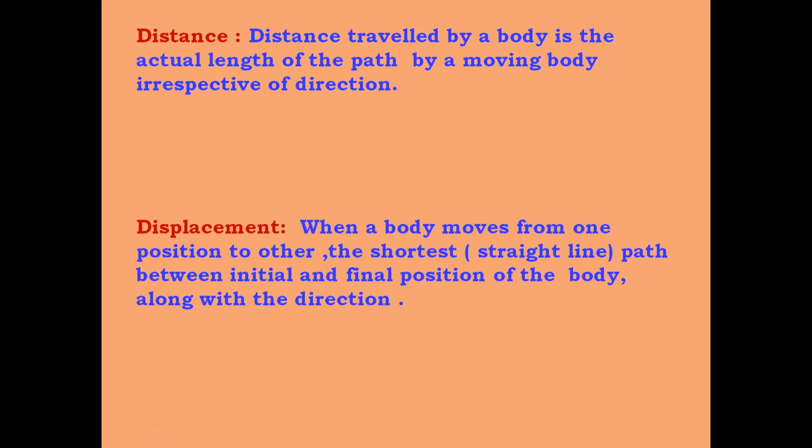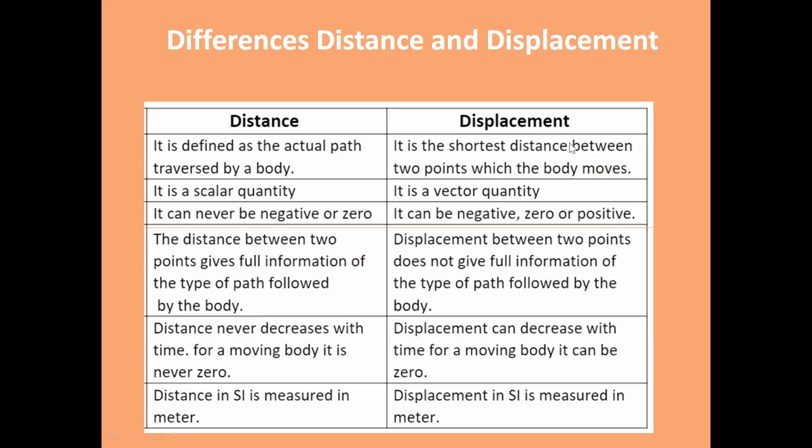Let us see the difference between distance and displacement. Distance is the actual path traversed or moved by the object. Displacement is the shortest distance between two points. Displacement can be identified by the path between the initial position and final position. When we are talking about distance, we won't talk about the direction, so it is a scalar quantity. Displacement, along with the direction in which the object is moving, is called a vector quantity.